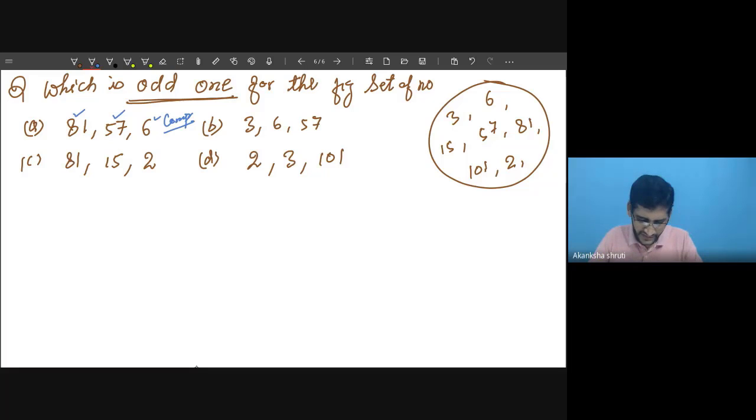Okay, 3, 6 and 57. Here we are getting that this 3 is the only prime, the others are composite. The same thing if you observe here: 81 and 15 are composite and 3 is the only prime.